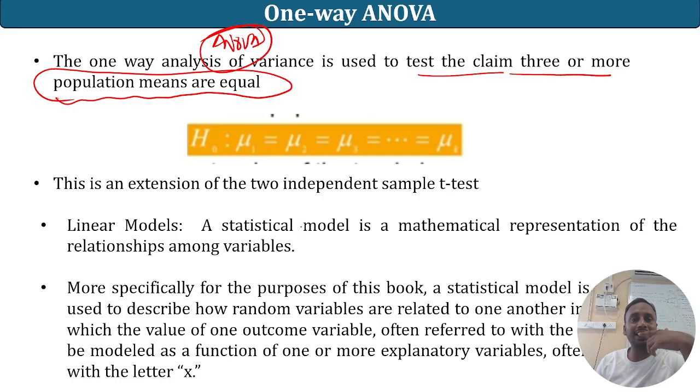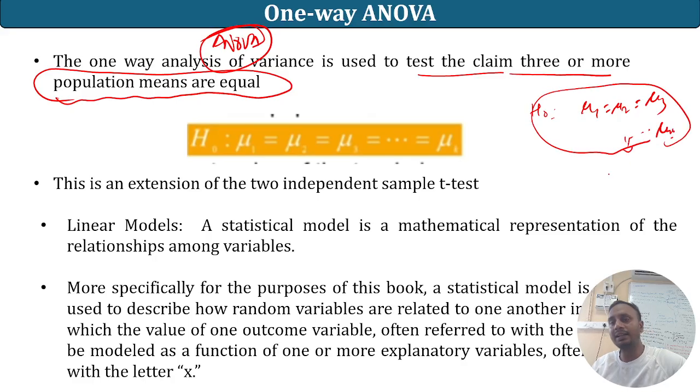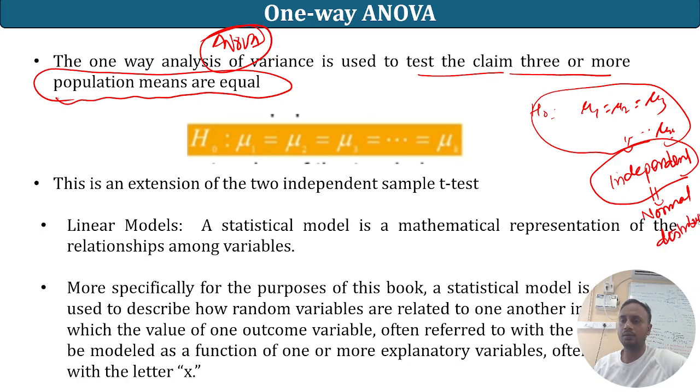So the idea of one-way analysis of variance is to test the claim that three or more population means are equal. Here we'll have mu one equals mu two equals mu three, or n number of groups. The assumptions are that the samples are independent for the one-way ANOVA, that the data is normally distributed, and that each group has equal variances. That we'll see. It's an extension of the two independent sample test.